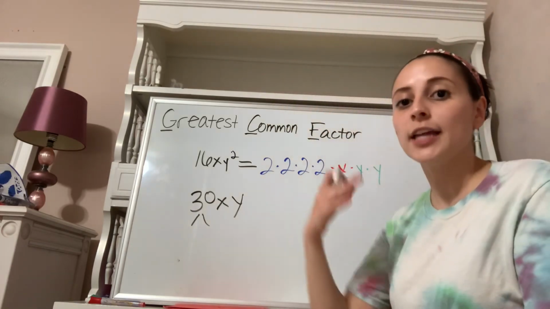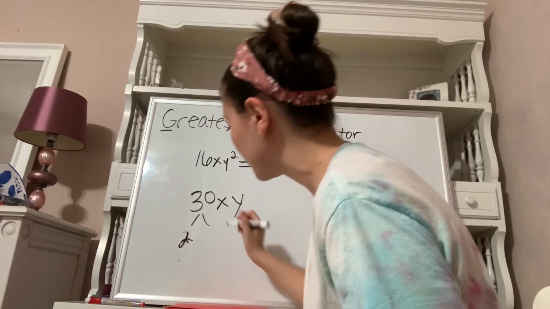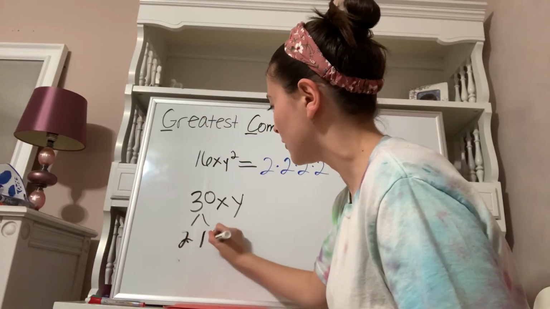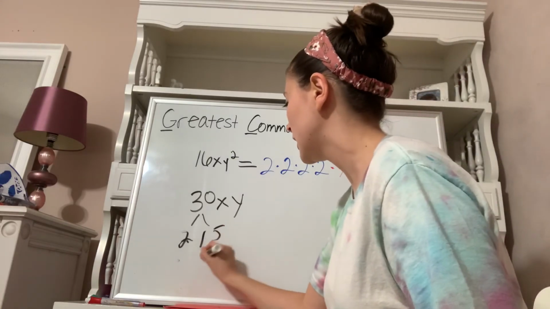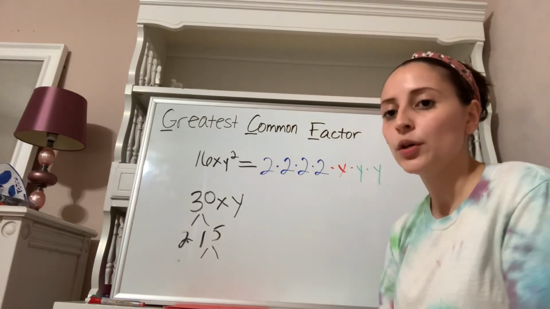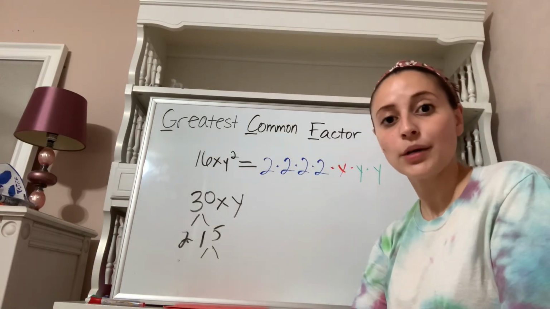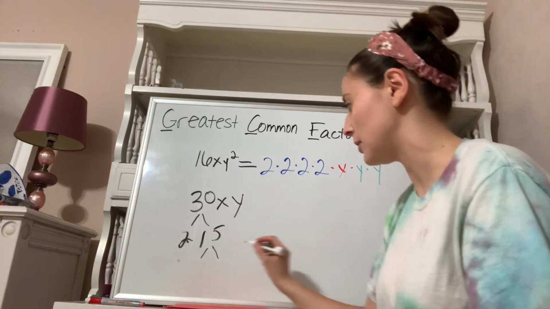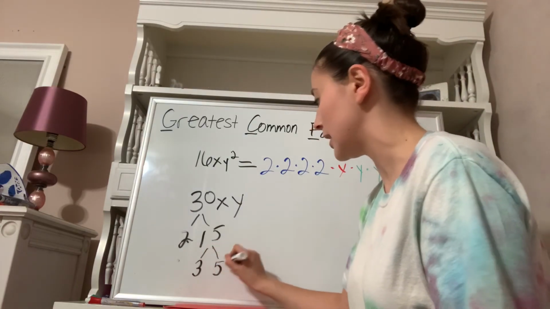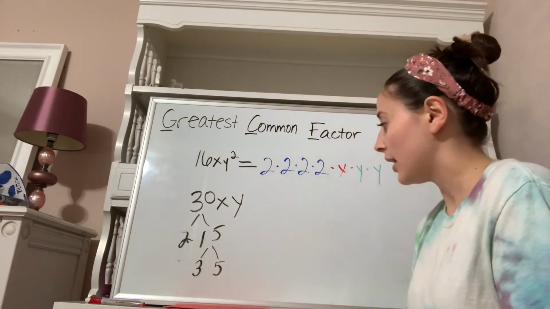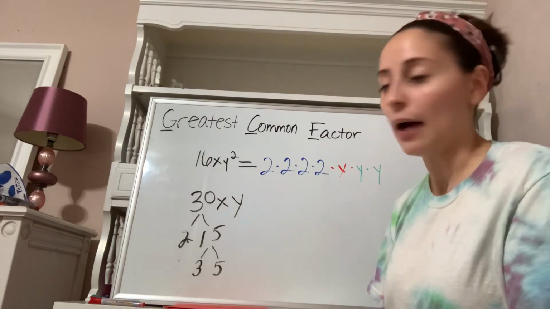So 30, again, divided by 2. What's the other number? You would get 15. So now we're done on that side, so now we have to break up 15. If you use your calculator, you would know that 15 divided by 2 is not a whole number, so try again. The next one would be 3. You would get 15 divided by 3 is 5. And 5 is a prime factor, so we're actually done factoring our 30.